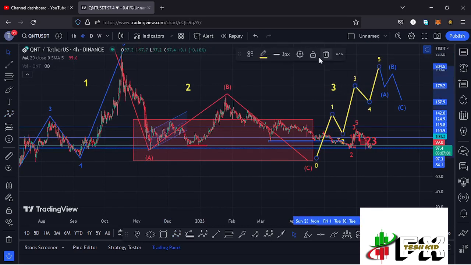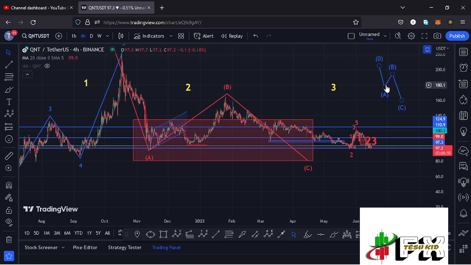So that is what I'm expecting here on the Quant chart. I'm still expecting one more low, but also have in mind that it is not always that we get that one more low in the formation of that wave C. There are still chances that the low is in, and Quant could give us the 5-wave move to the upside and start its impulsive move to the upside in the formation of that wave 3. So we need to have that in mind.